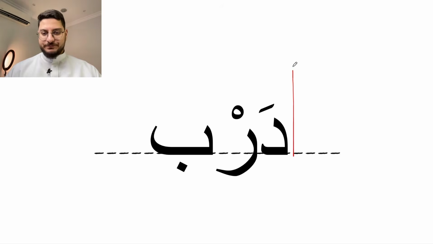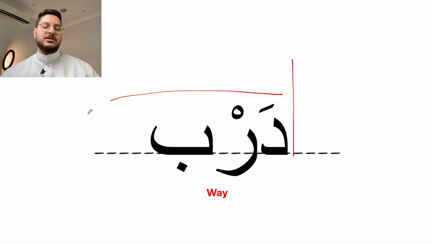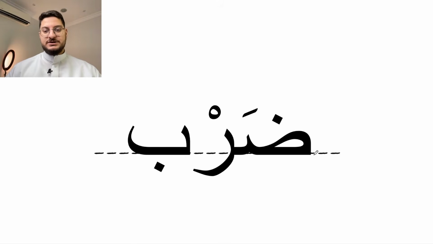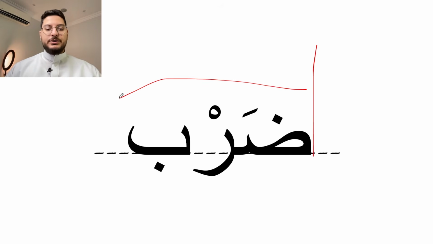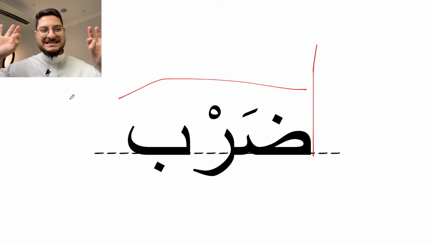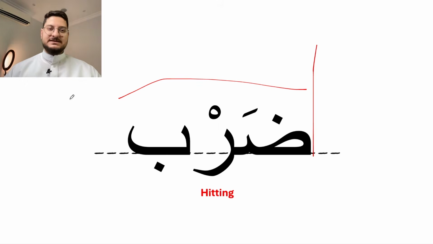Next one, we see darb, and darb means way or pathway. Now, what happens if I change the first letter and instead of da, I use the heavier version, which is darb? Again, notice the previous one was darb. Now this is darb, and darb means hitting someone. Again, very different. So darb is a pathway, darb is hitting someone.